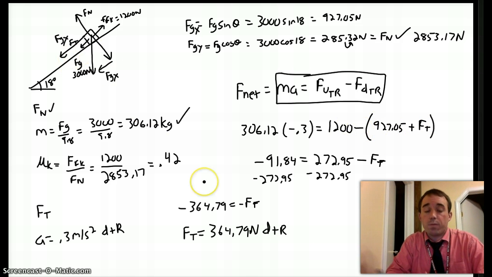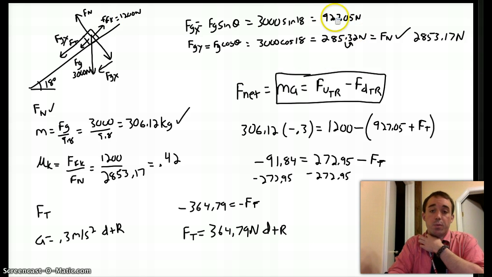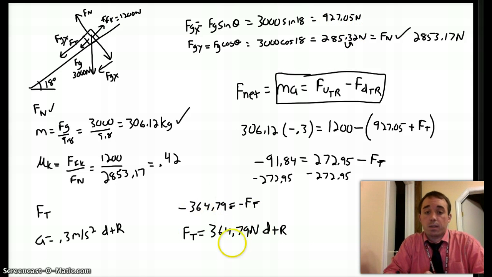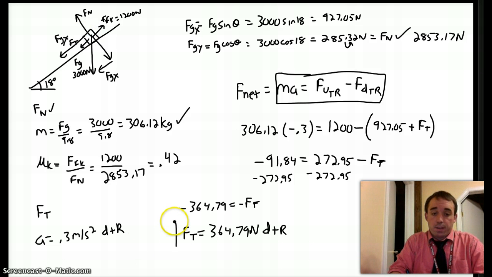We know that we need more force down the ramp than we have up the ramp. Up the ramp we had 1200, we already had 927 from gravity pulling it down, but we needed more to overcome exactly what that was. In fact, we needed 91 newtons more than the 1200 overall down the ramp in order to get it to accelerate. So there's our force of tension.